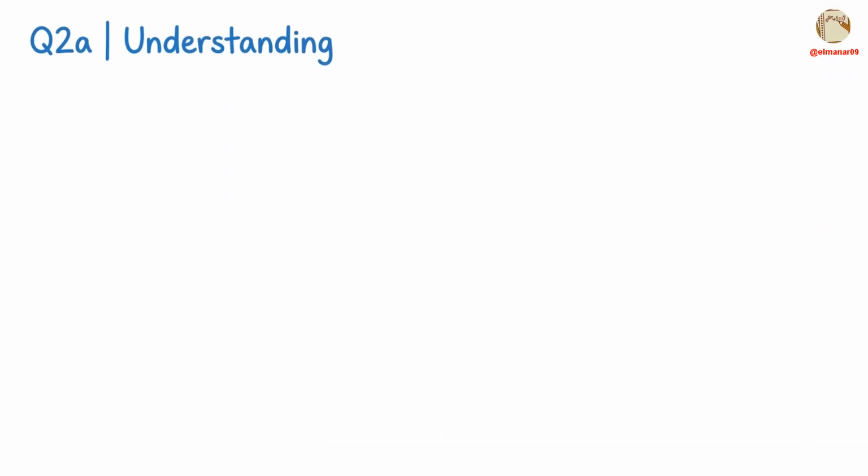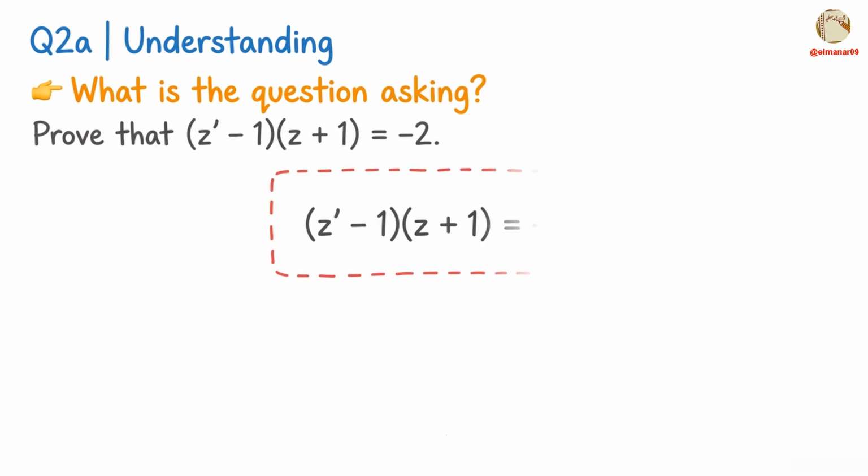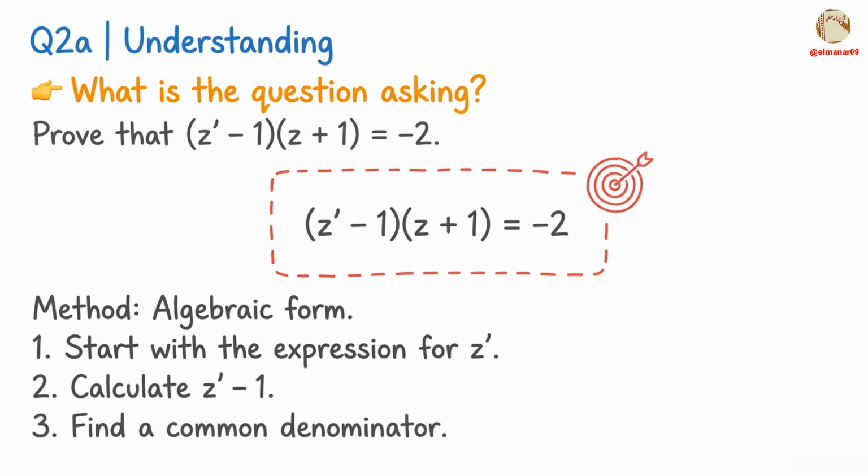Now for question 2a, we need to prove a specific identity. (z prime minus 1) times (z plus 1) equals negative 2. This looks a bit intimidating, but we have a solid plan. We'll start with the expression for z prime minus 1, substitute our function, and use the power of the common denominator to simplify everything down. It's all about careful manipulation.